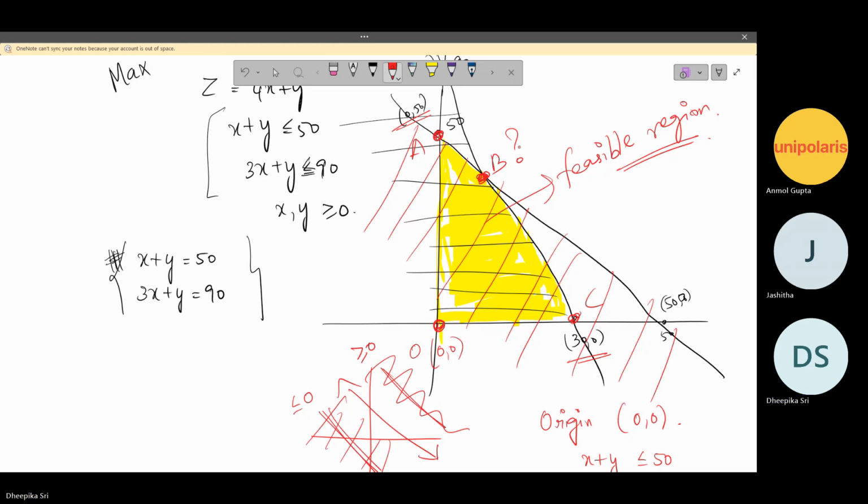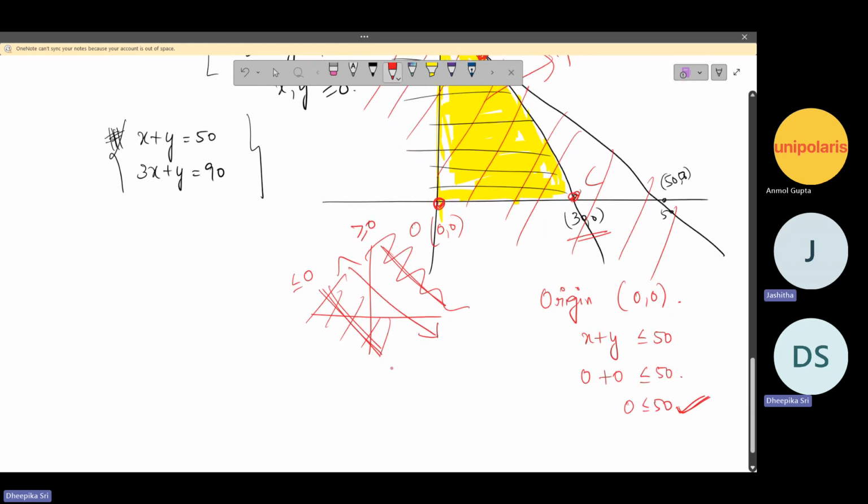Any idea? It's the intersection of A and some other line. So we solve those two equations and we get the point. Yes, exactly. So it is basically the intersection of the two lines. What are the two line equations? It's x plus y equals 50 and 3x plus y equals 90.